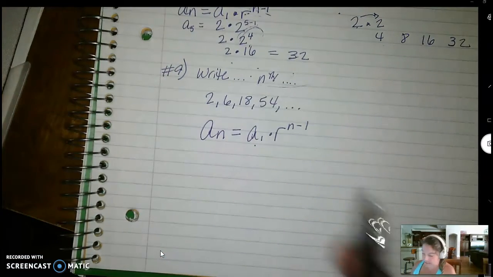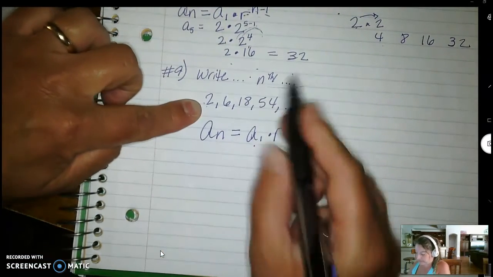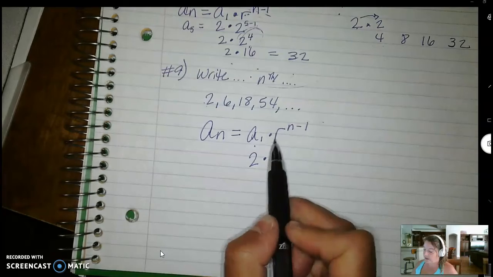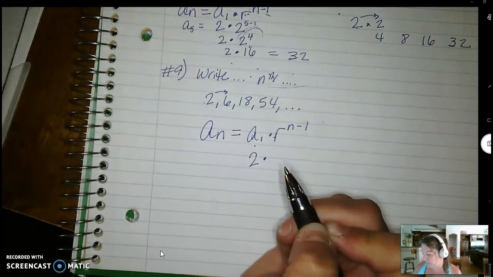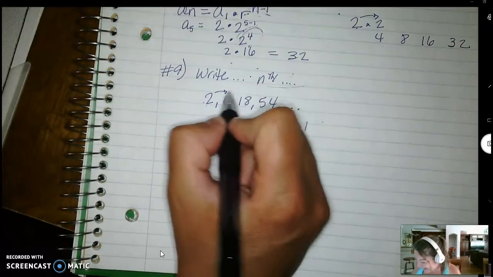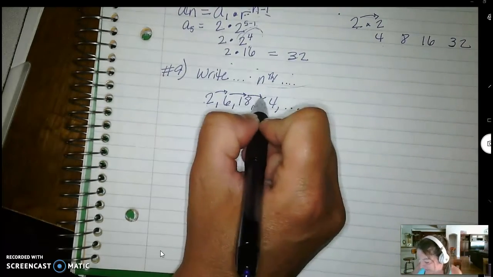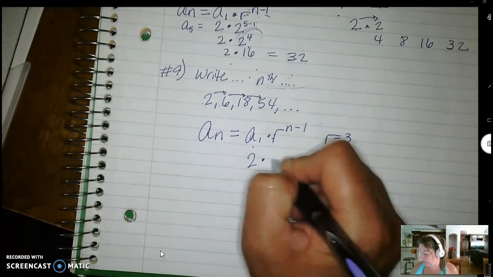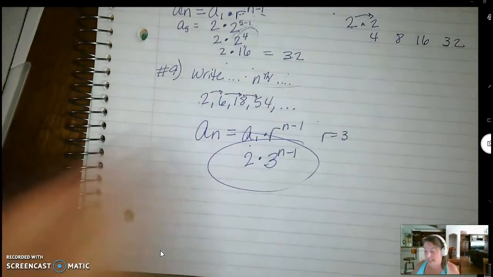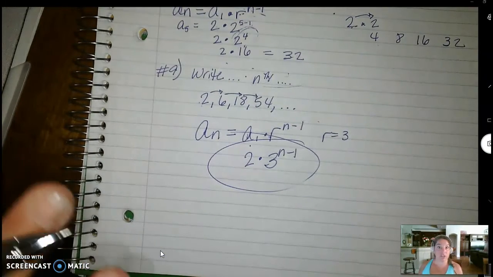Well, the first number is pretty easy. It's pretty obvious up here. The first number written down is a 2, right? And then we need to figure out what R is. And so how do you go from 2 to 6? How do you go from 6 to 18? 18 to 54, right? You're multiplying by 3, and so R is 3. So you just put 3 to the n minus 1. That's it. I promise. That's all you have to do.